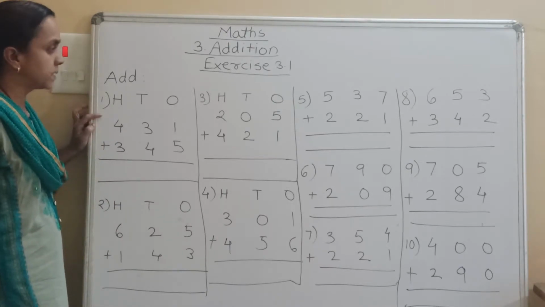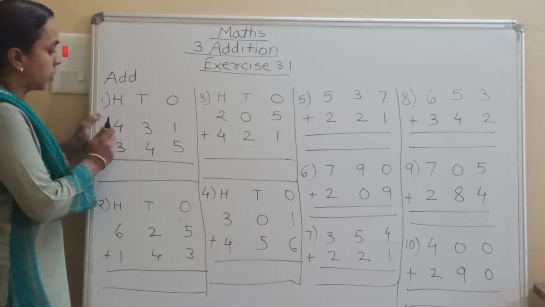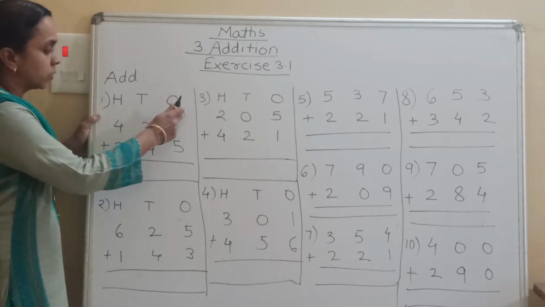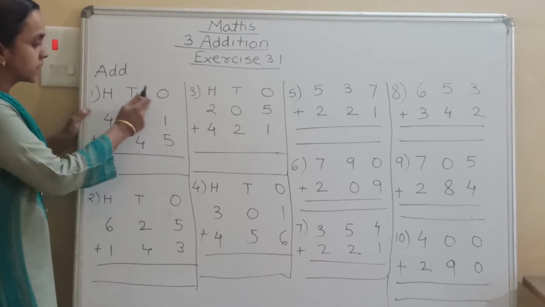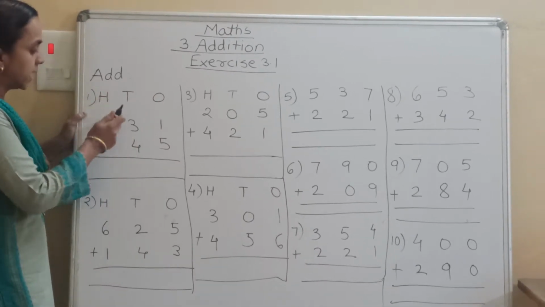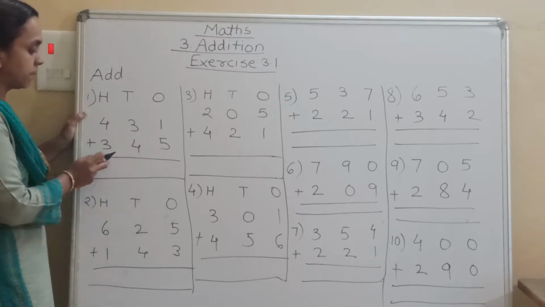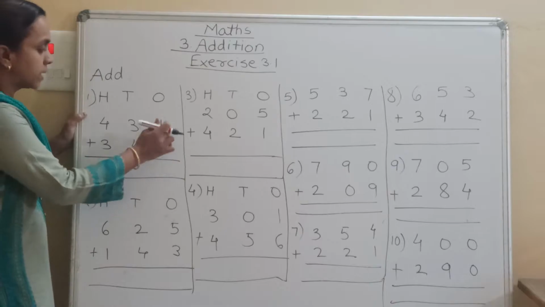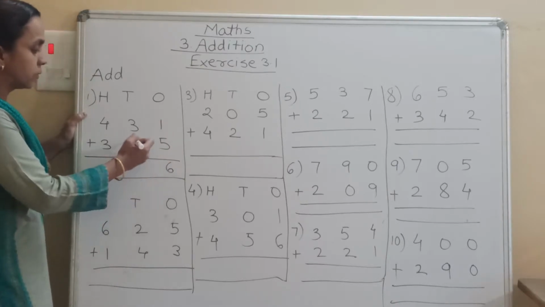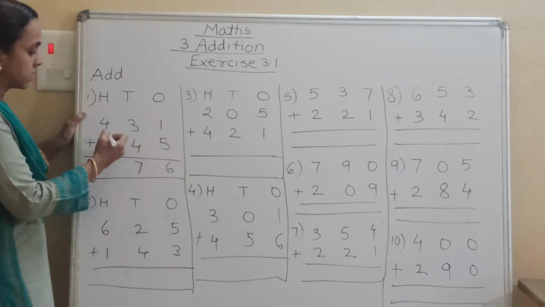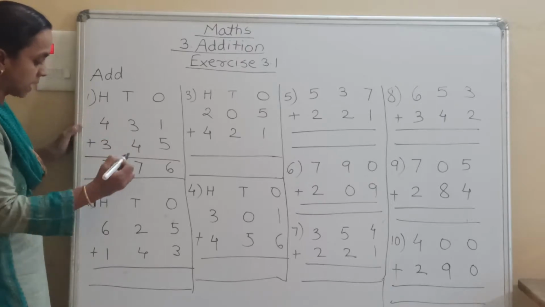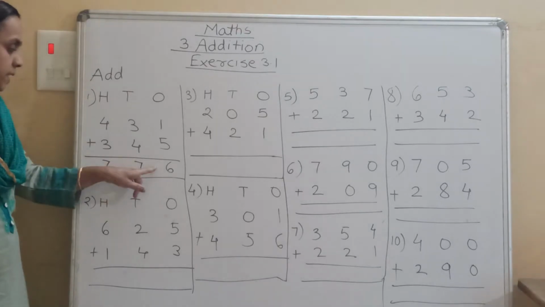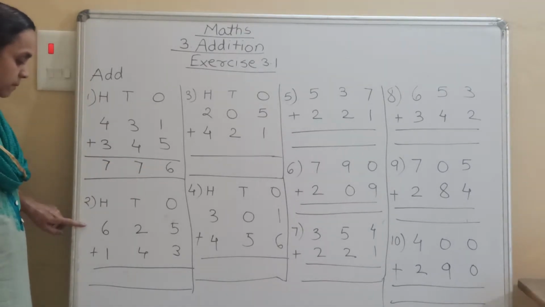First example is given: 431 plus 345. We have to add the ones first, then the tens, then the hundreds. Step by step we have to add from the ones side. So 5 plus 1, 6. 4 plus 3, 7. What is our answer? 776.